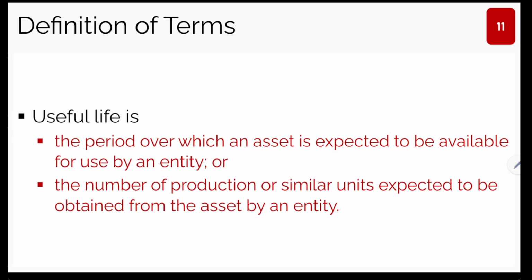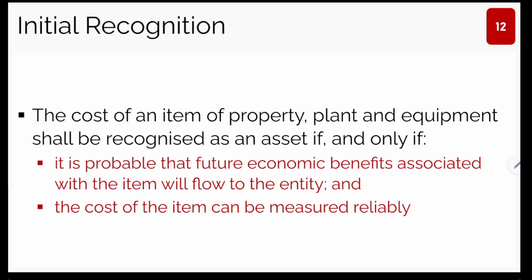Okay. So let's talk about initial recognition. Initial recognition says at the first instance, how do we recognize the cost of an item of property, plant, and equipment? At the first instance, we're going to recognize it at the cost of the asset. And we of course explain what cost is, and what will be our yardstick to be able to know whether we should go ahead and put it in our books or not.